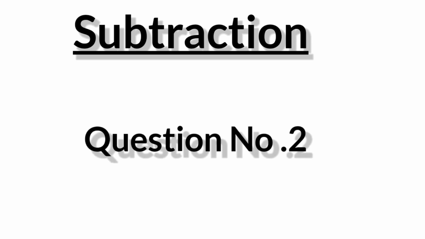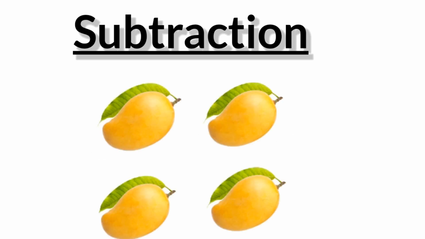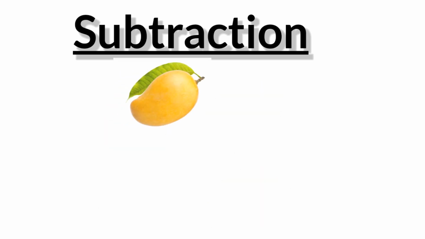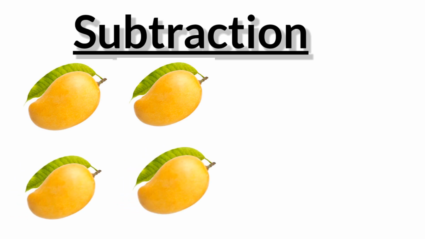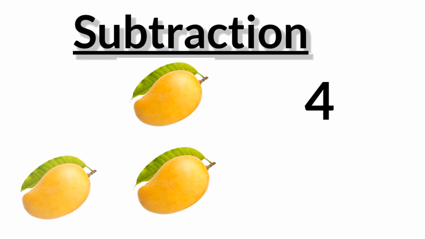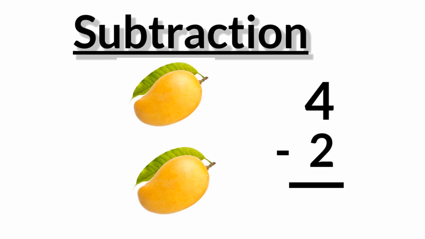Question number 2. We have 4 mangoes: 1, 2, 3 and 4. We write the number 4. Now 2 mangoes are left. We write -2. The remaining mangoes, we have only 2. 4 minus 2 is equal to 2.